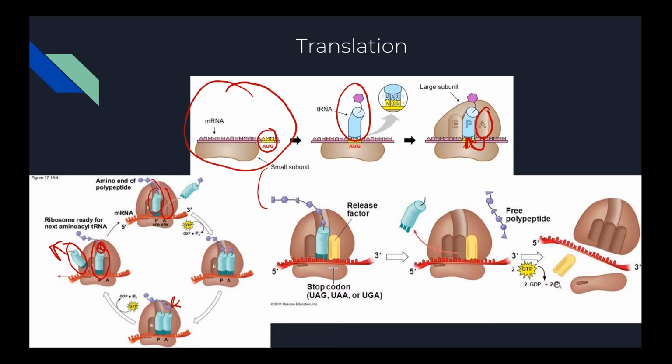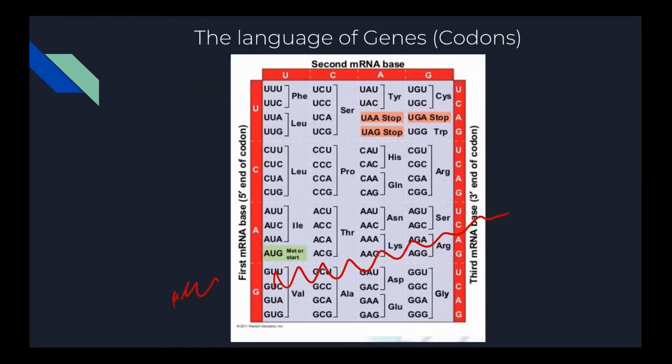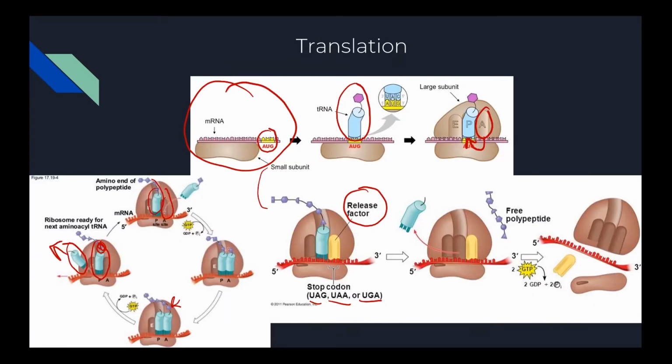Once we end, we have what is called the release factor that gets pulled in, which is a stop codon of either UAG, UAA, or UGA. Any of those will bring in a release factor, which will kick off our protein, and then will actually break apart the ribosome. It's important to note here that the ribosome does not merely continue on the strand, but does get broken apart and released. And that is translation.